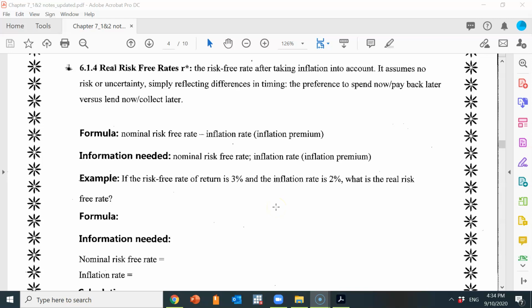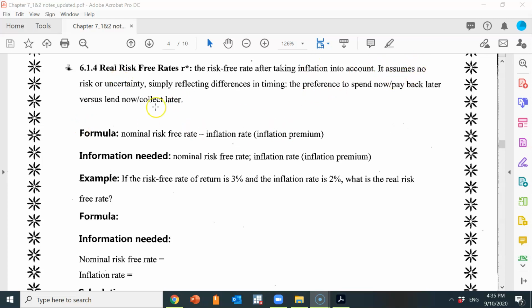Let me go to the fourth type of concept here, which is the real risk-free rate, R star. We already know that the risk-free rate is the rate of return for a riskless asset, such as a 3-month treasury bill, and that it is a nominal rate. If we use the risk-free rate minus inflation rate, we will get the real risk-free rate. Remember, nominal rate minus inflation rate is real rate. So nominal risk-free rate minus inflation is real risk-free rate.